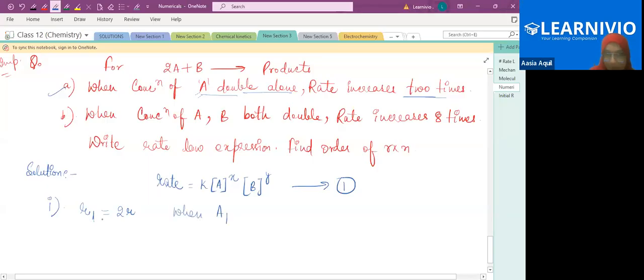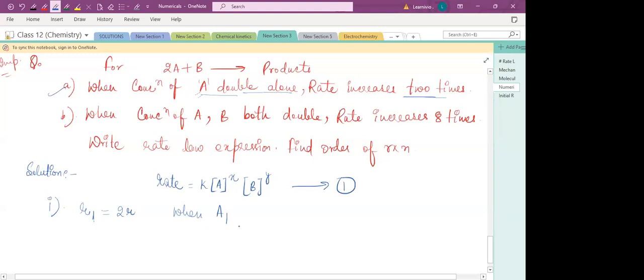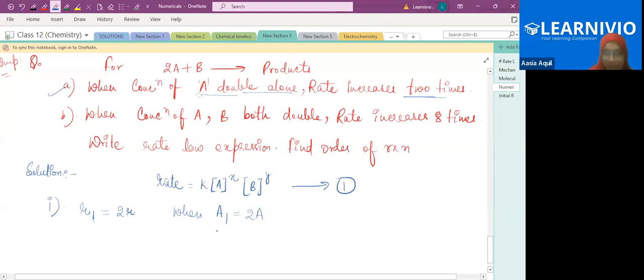I'm writing R1, A1, and B1 for the first case. So A1 is 2A, suppose it's given, right? And B1 is as it is, because its concentration is neither increasing nor decreasing. So B1 is equal to B. Now write down the rate law.